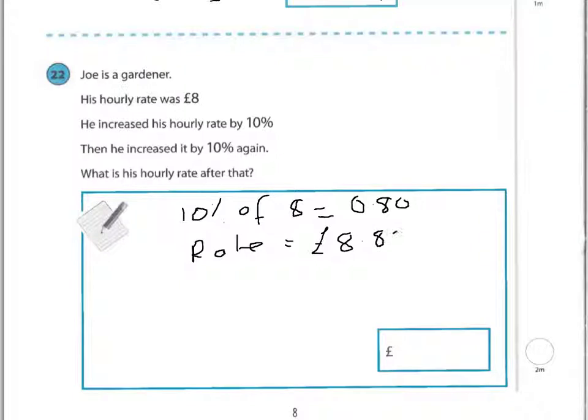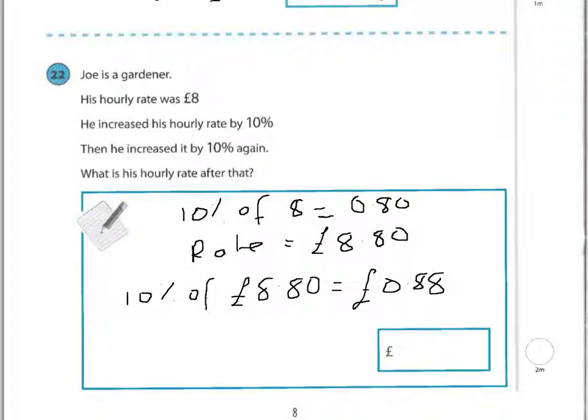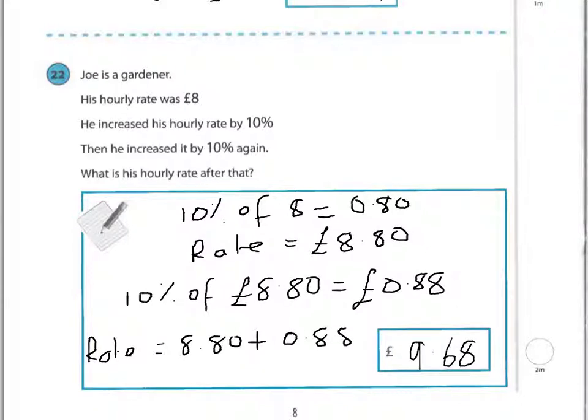£8.80. Okay, but then he has to increase it again. So 10% of £8.80 would be 88 pence. So that means now his final rate is going to be £8.80 plus 88 pence. And when you add that up, it gives us an answer of £9.68.